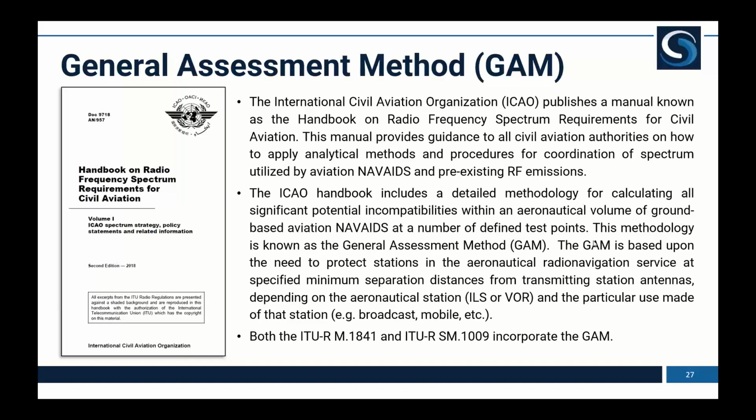So the GAM is based upon the need to protect stations in the aeronautical radio navigation service at specified minimum separation distances from transmitting station antennas, depending on the aeronautical station, ILS or VOR, and the particular use made of that station. This is a broadcast or mobile station. Both the ITU-R M.1841 and the ITU-R SM.1009 incorporate the GAM into the recommendation.